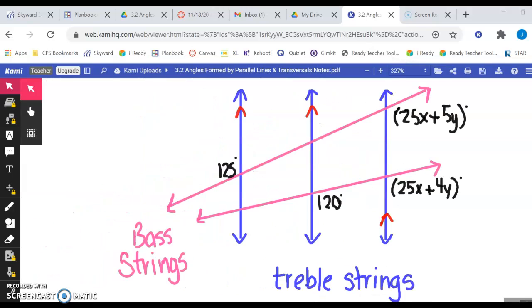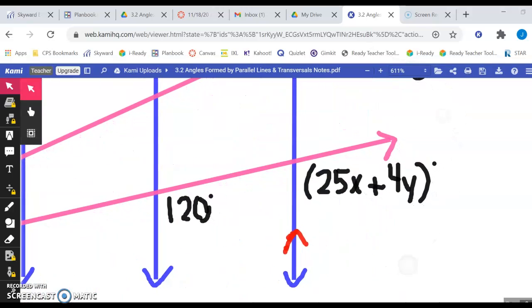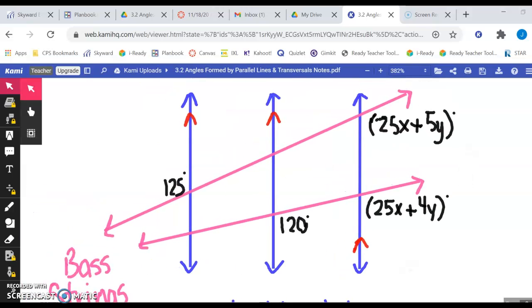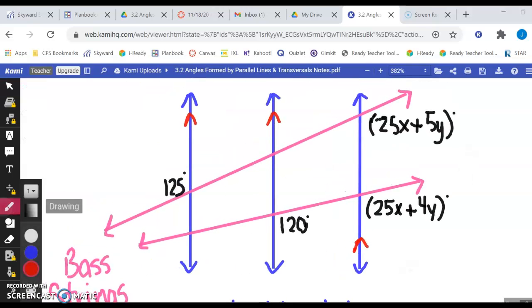So if I look right here, I can see that this angle labeled 120 degrees right here would be the same as this one because they are corresponding angles. They're in the same position. So I know that 120 equals 25x plus 4y.